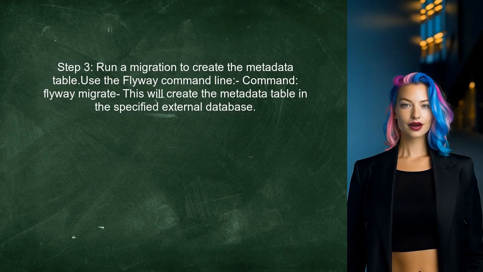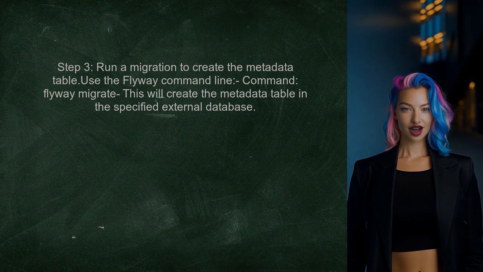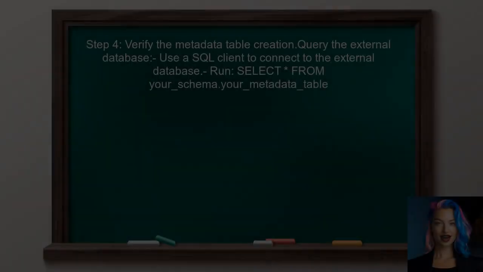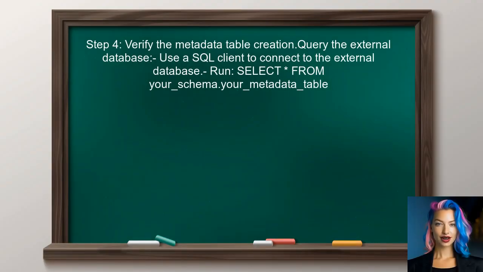After configuring the connection and metadata settings, the user should run a migration to ensure that Flyway creates the necessary metadata table in the external database. This can be done using the Flyway command line. Finally, the user should verify that the metadata table has been created successfully in the external database. This can be done by querying the database directly.